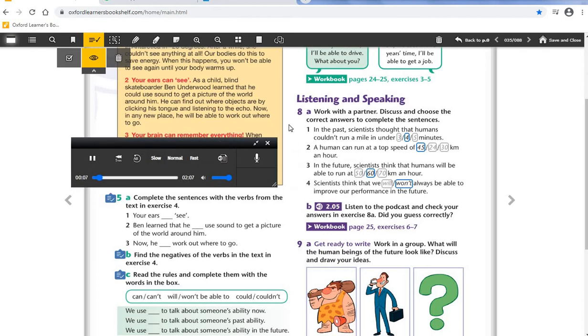So, on today's podcast, we're asking the question, what will our bodies be able to do in the future?